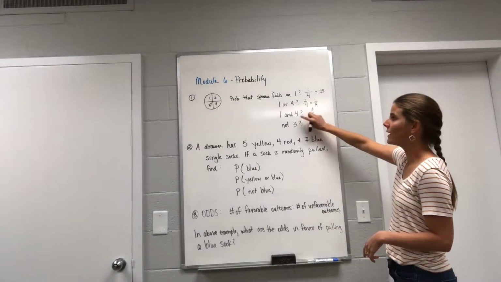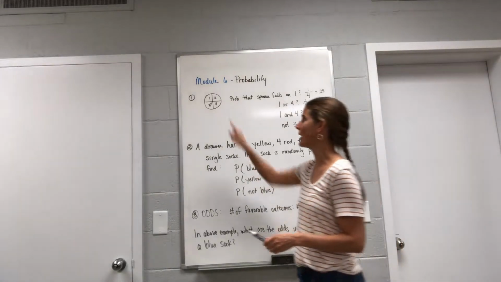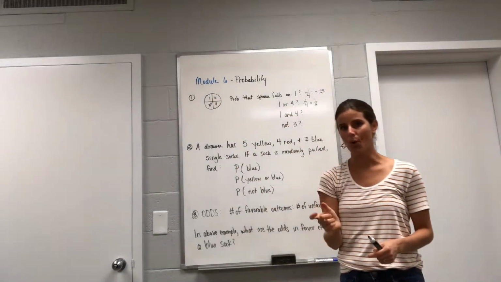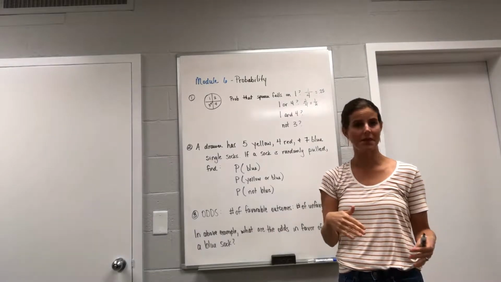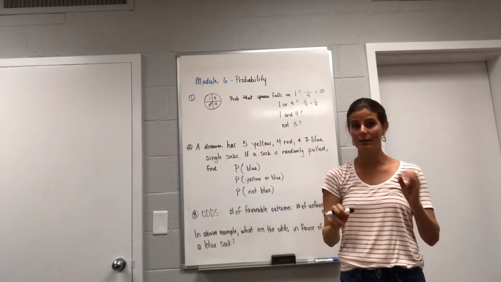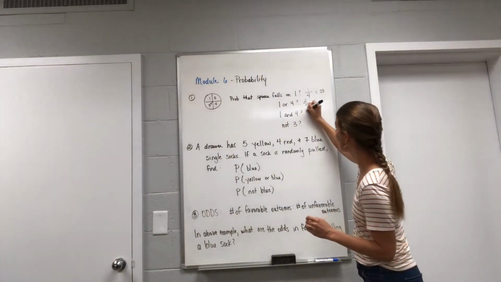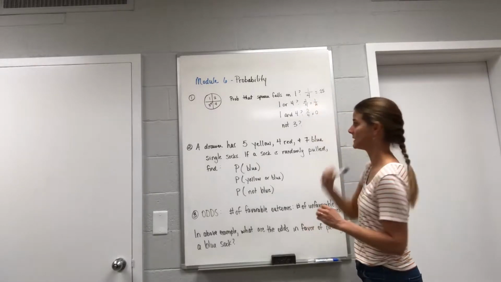Okay, on this one, the probability that it falls on 1 and 4. And means both. Is it possible for that spinner to fall on 1 and 4 at the same time? It's not. So there are 0 possibilities for this. So 0 out of 4, which is just 0.